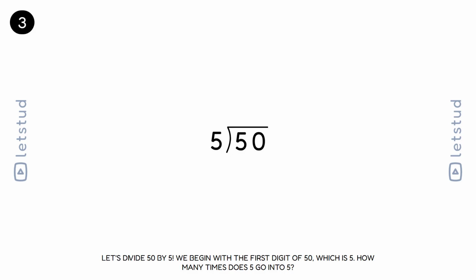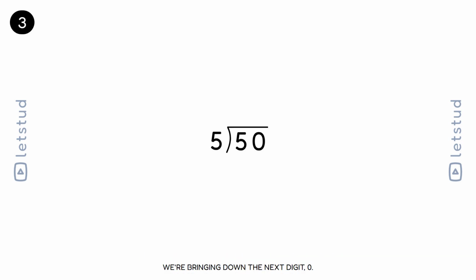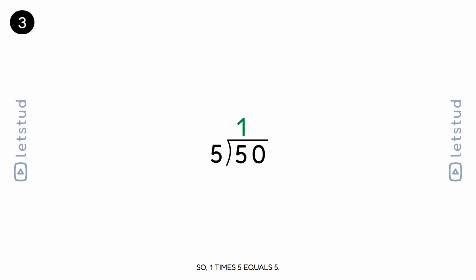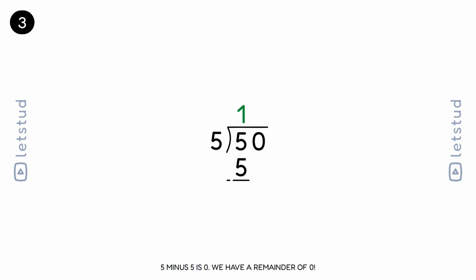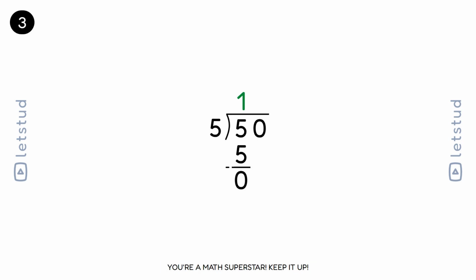We begin with the first digit of 50, which is 5. How many times does 5 go into 5? We're bringing down the next digit, 0. 5 fits into 5 one time. So 1 times 5 equals 5. 5 minus 5 is 0. We have a remainder of 0. You're a math superstar, keep it up.